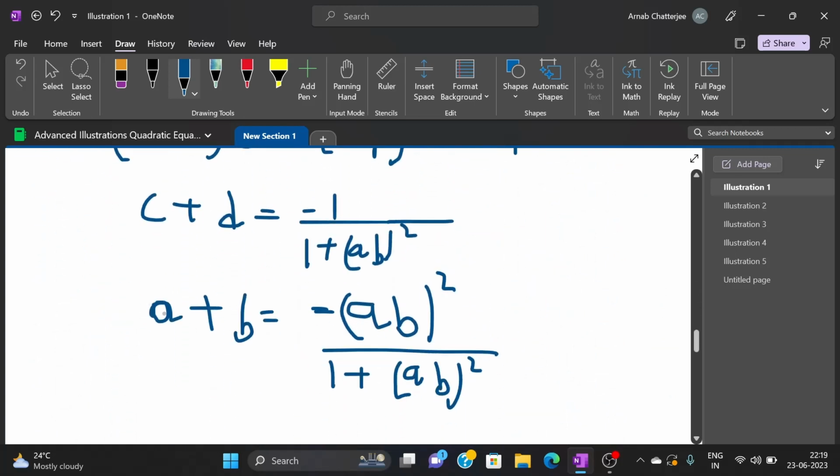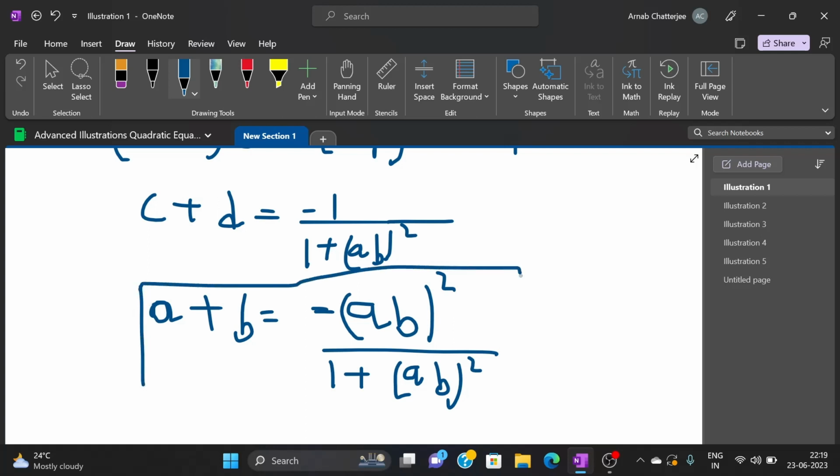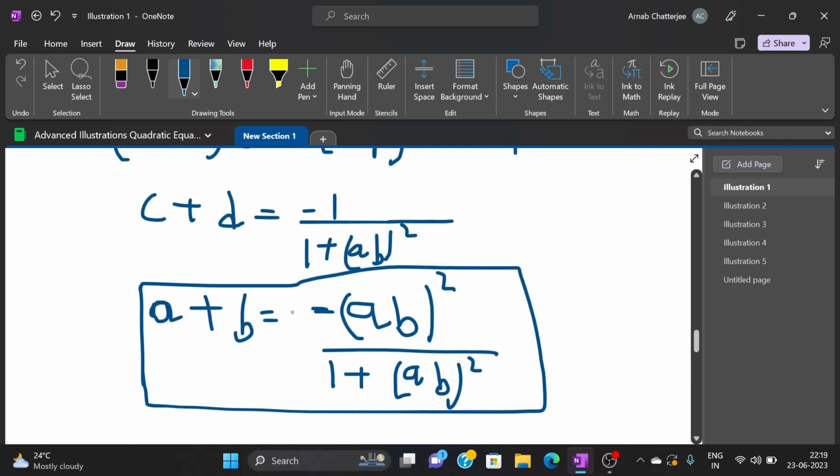Yeah, this one. We have an equation connecting A and B, that A plus B equals minus AB square upon 1 plus AB whole square. So they could have asked you to comment on the sign of A plus B if the equation has real roots. These are many popular questions.